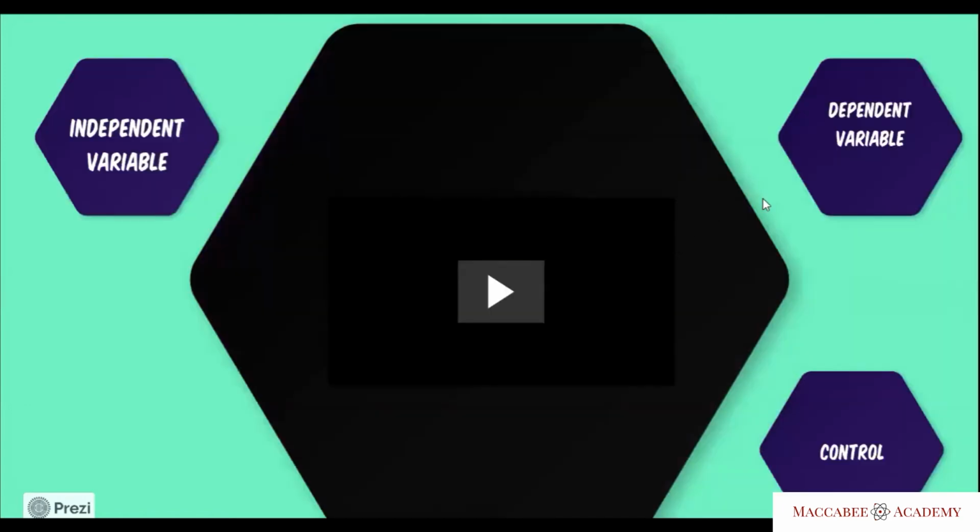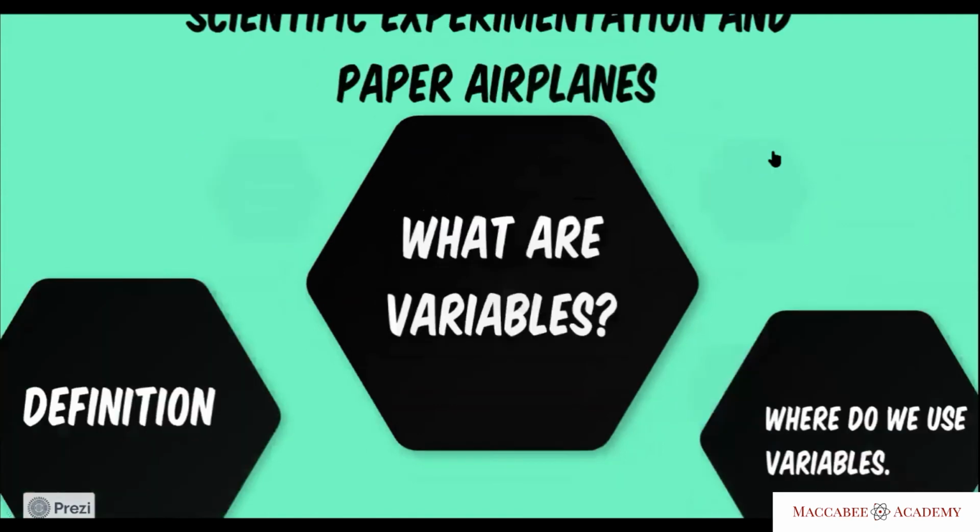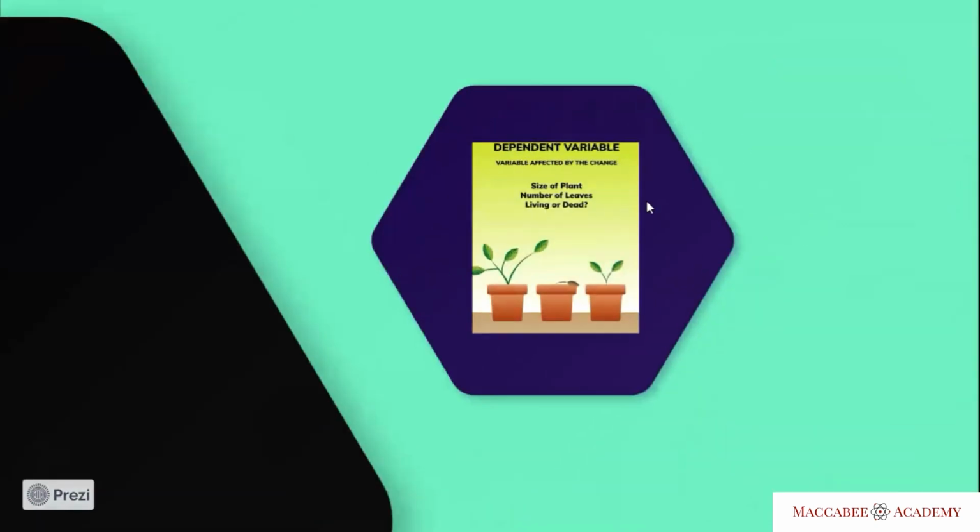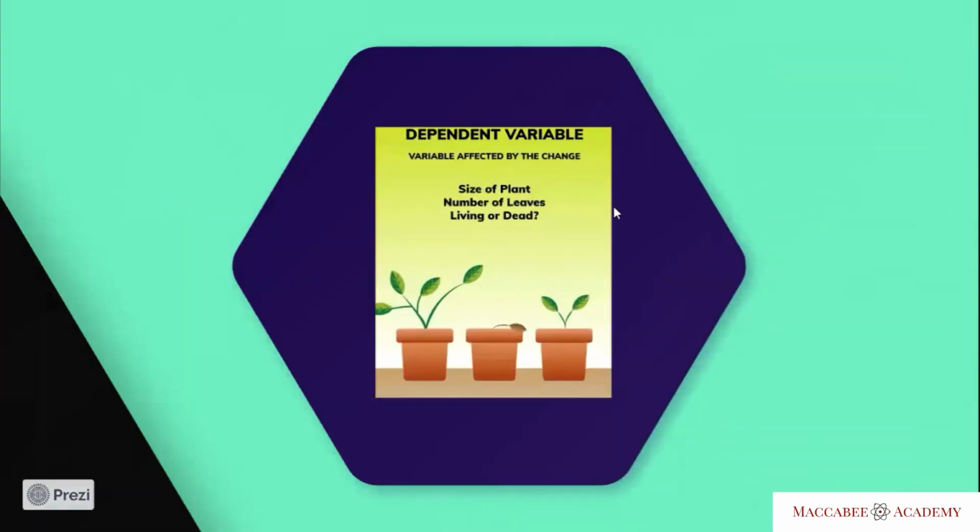And then we had the dependent variable. And the dependent variable is what happens. So the size of the plant, the number of leaves, and living or dead. So we can look here at the results and observe the results of our variables that we changed. Looks like this middle one that had lots of water. What happened? This one right here. It died, didn't it? Yeah, you got it right.